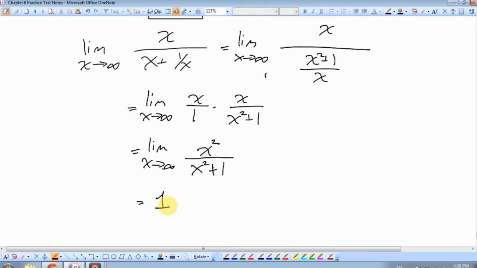That's fine. What happens if we get a 1 here? They both grow at the same rate.